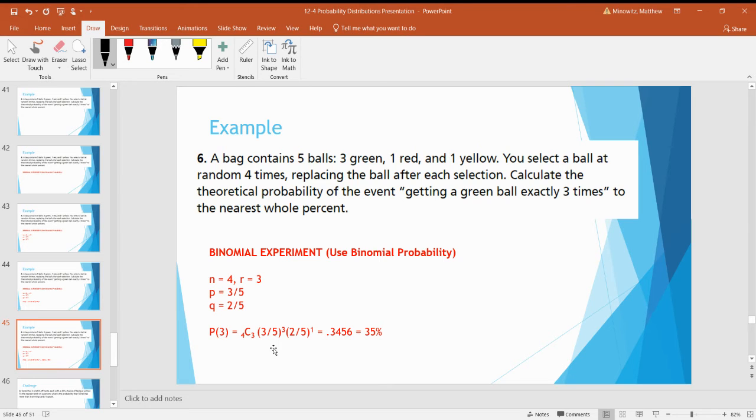Now, this problem could ask you to find exactly 2 or exactly 1, and we could use this to make a whole probability distribution. If it said find the probability distribution of green balls out of 4 choices, you'd have to find the probability of 0 and probability of 1 and 2 and 3 and 4. That would just be a lot of work. If you can find the probability of 3, you can probably find the probability of any other amount.